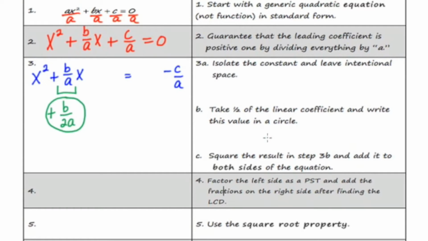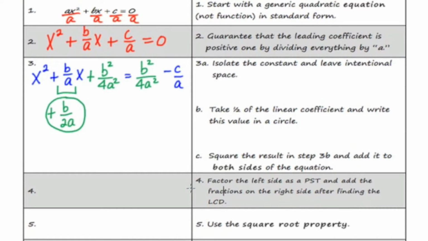Now what I'm going to do is take that value that's in the circle, square it, and add it to both sides of this equation. And if I square b over 2a, in other words, I multiply that fraction by itself, I end up getting b squared over 4a squared. So I'm going to go ahead and add that to both sides.